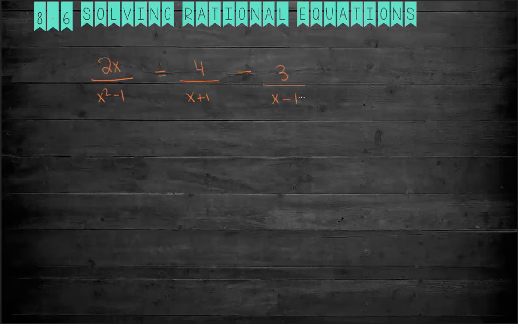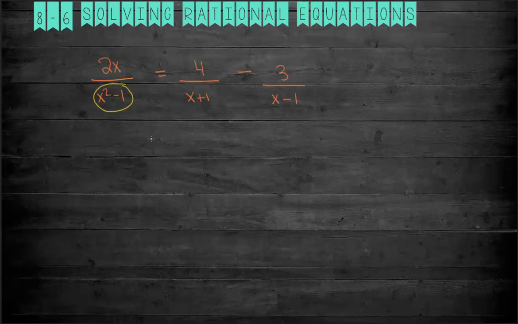So our first goal is going to be to find the least common denominator, or the LCM of the denominators. But before we can even begin to do that, we need to make sure that each denominator is fully factored. We're good on the x plus 1 and the x minus 1. However, we still need to factor x squared minus 1.